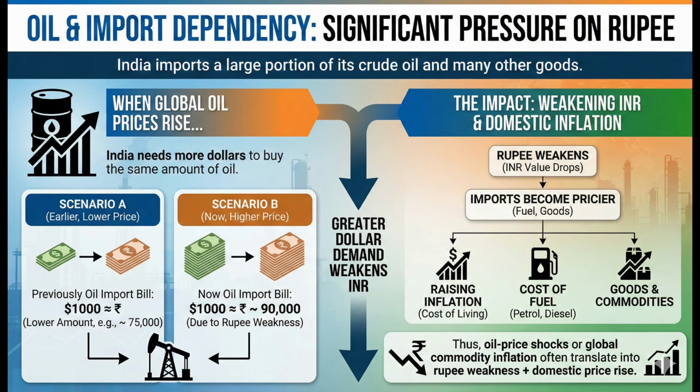Oil and import dependency: significant pressure. India imports a large portion of its crude oil and many other goods. When global oil prices rise, India needs more dollars to buy the same amount of oil. Suppose previously the oil import bill required $1,000, that is rupees 90,000 now, instead of earlier maybe a lower rupee amount. This greater demand for dollars weakens INR, making imports pricier in rupee terms and raising inflation, the cost of fuel, goods, etc. Thus, oil price shocks or global commodity inflation often translate into rupee weakness plus domestic price rise.